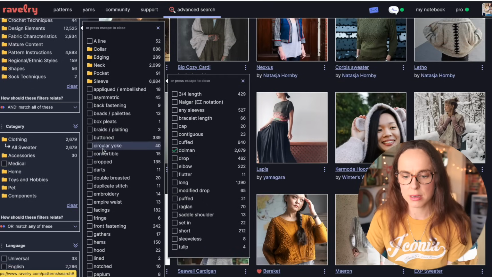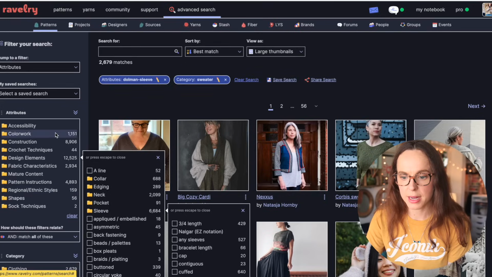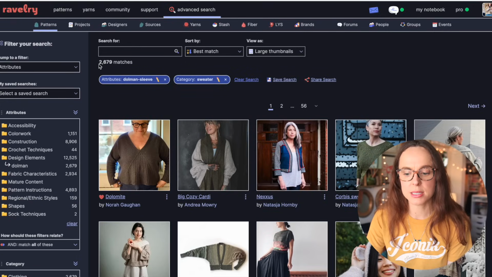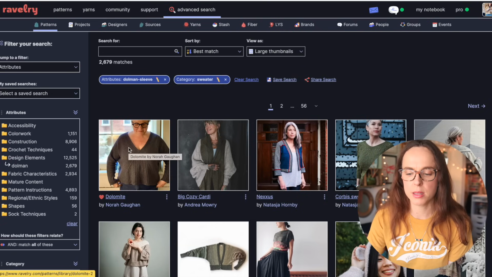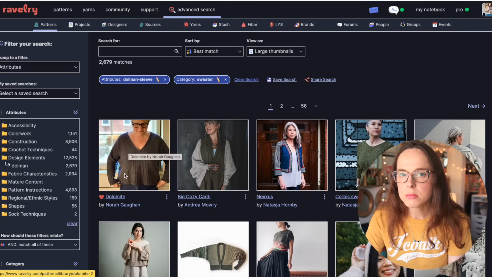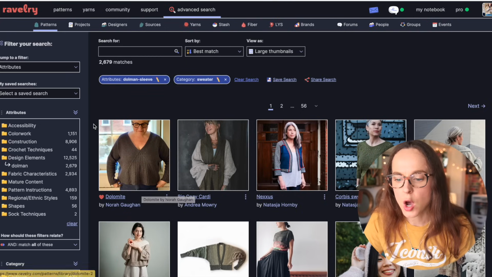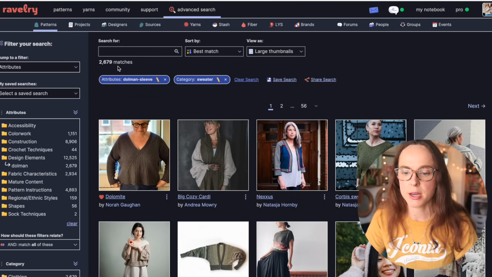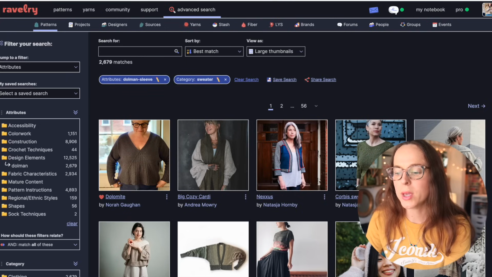So we have a dolman sleeve sweater, and that is going to give us 2006. Oh, look at Nora looking amazing in this. This is one of them that I put in the bundle from the last video. This is Nora Gaughan's Dolomite. It's gorgeous. Nora, if you're watching, you're fabulous. Okay, so we have 2,679 matches. We are not going to randomize from 1 to 2,679.